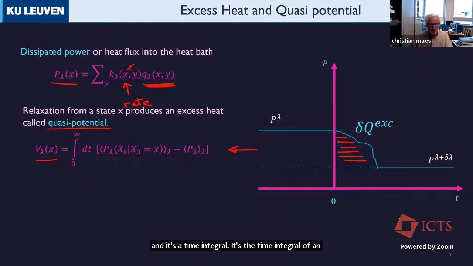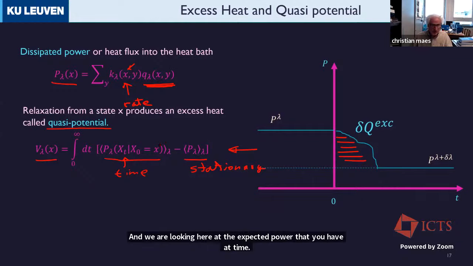So let us first look here. This is the stationary power when we have the parameter values lambda. So this is just the stationary power. And then this first term is a transient thing because it happens at time t. Here we are looking at the expected power at time t when at time 0 you have started from x.